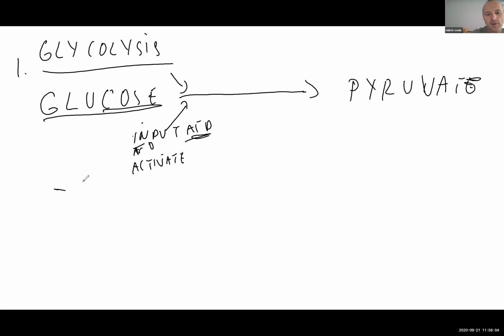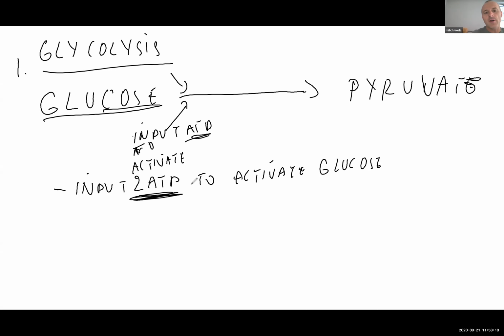So first, input ATP to activate glucose. How many ATPs? 2 of them. For each molecule of glucose, 2 ATPs are required for activation. So remember, what I put above the arrows means it goes inside the cell. What I put down means it comes out. So here, at the beginning, I input 2 ATPs.